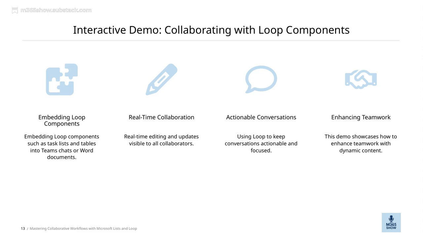Another key point is embedding loop components, like task lists and tables, directly into Teams chats or Word documents. This integration helps centralize our work and keeps everything connected in one place. Overall, this demo highlights how these tools empower us to work more efficiently and stay synchronized, which is a core part of mastering collaborative workflows with Microsoft Lists and Loop.